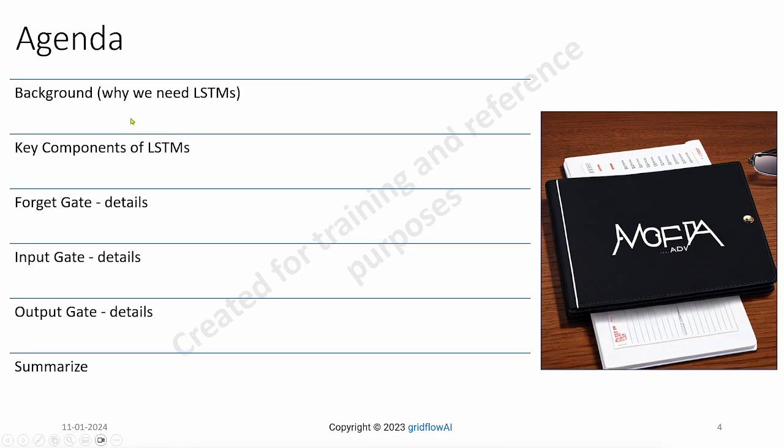So the topics that we will cover in this discussion, we will talk about the background and some of the issues that we discussed at the end of the RNN series, and we'll talk about those from the recap perspective. We'll talk about the key components of LSTM, and the components are forget gate, input gate, and output gate. And then we will summarize.